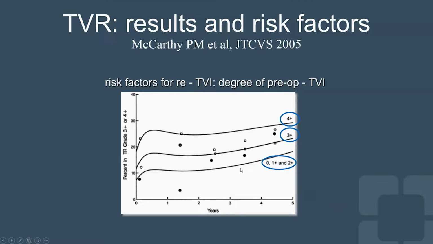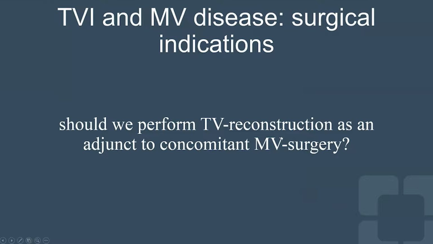Also, the more preoperative TR you have, the higher the likelihood of a postoperative TR, which has also been shown. So often tricuspid regurgitation is a secondary issue, which means this is usually due to left-sided heart issues.